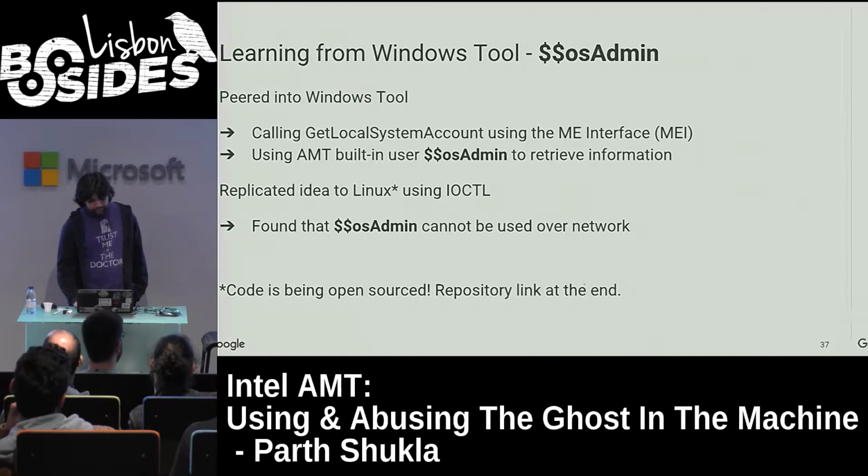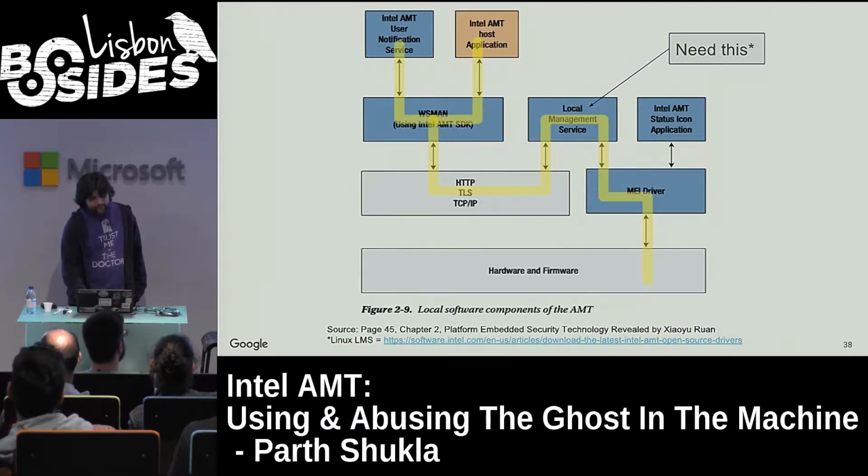So what next? I found out that what I needed was the local manageability service here. What it does is it exposes all the AMT network ports to localhost, and it's done via the ME interface through some other APIs.